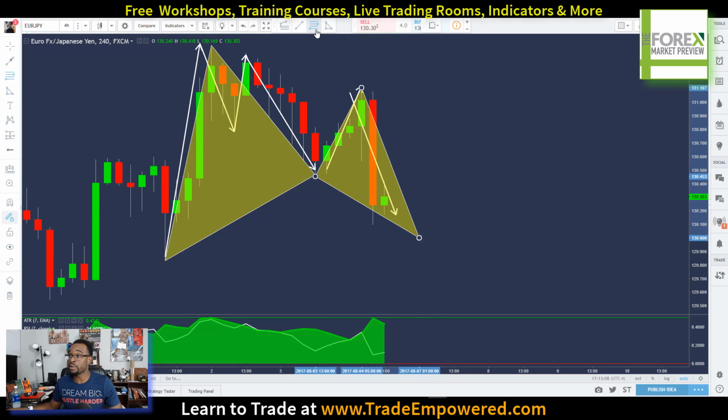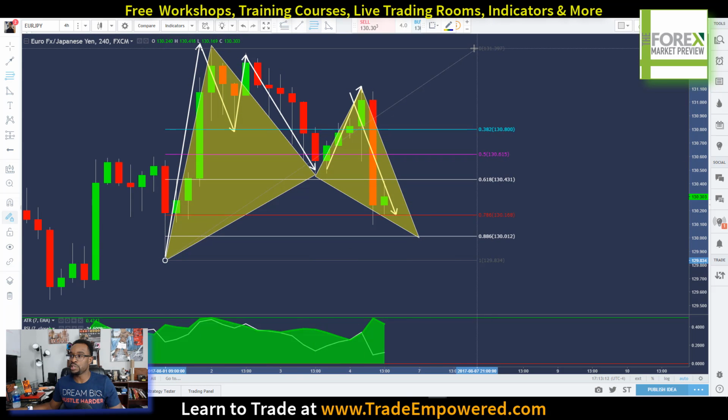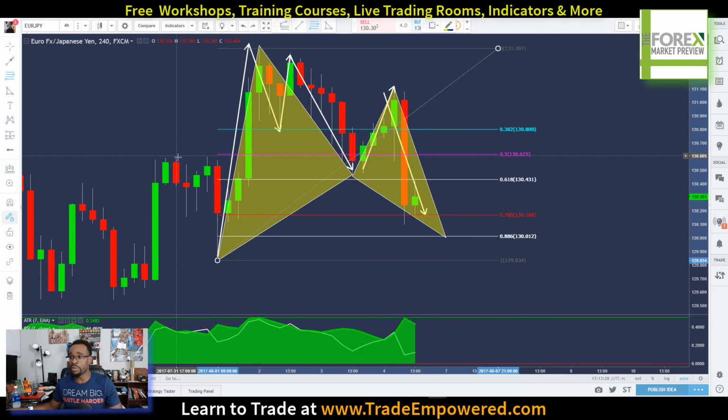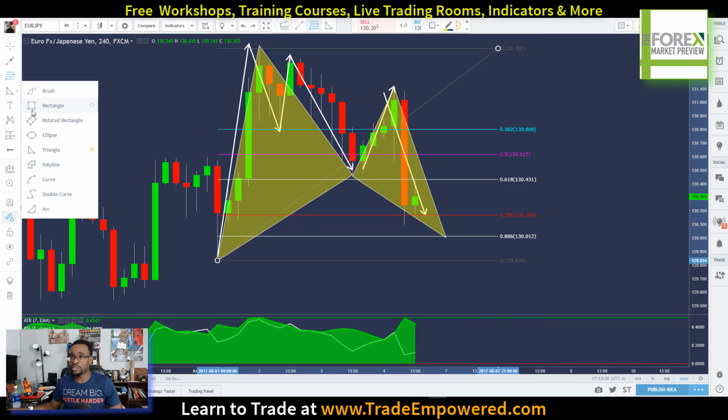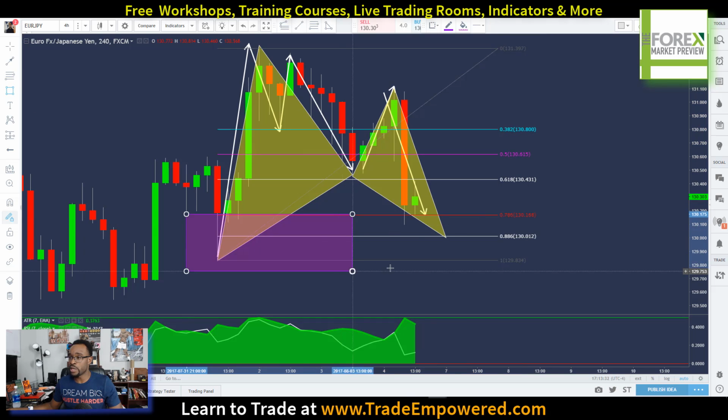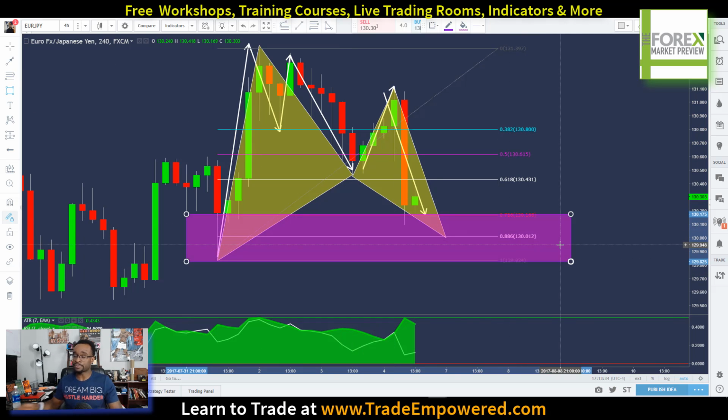And what we're looking for in the bat formation is we're looking for our D point to complete right at our 886 Fibonacci retracement level, taken from that X leg, that initial move up, to our A leg right here. So that initial swing low to swing high. And you can see that number is going to come in right at $1.30, which is a nice psychological number. This is also a pretty decent zone that's on my radar for the euro yen as well, coming into this level of previous structure support.